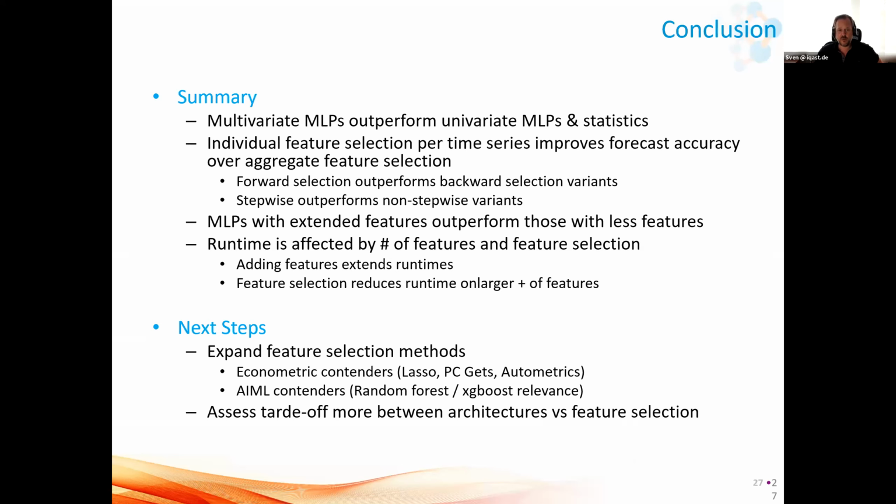The next steps for us will be to expand this and look at econometric contenders. PC-GETS and Autometrics are really quite good. Autobox also. Lasso is a standard one, but initial results weren't promising. And then maybe also include Random Forest and XGBoost, just to show that the relevance ranking they normally achieve does not really help you if you have correlated features that are non-stationary.